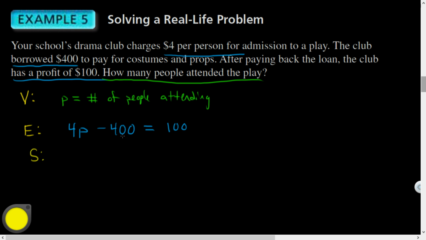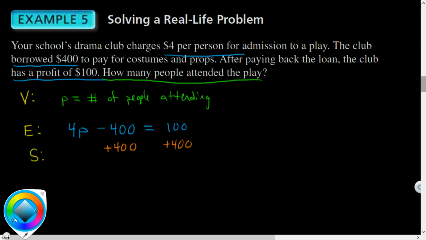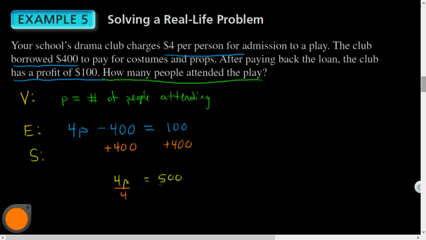But what you are good at is solving. Amity, how would I solve this for P? Amity, you got it. Don't worry, it's all you. All right, tag team. Pooja. All right, add 400 to both sides. And I'll have 4P is equal to 500. Divide by 4.